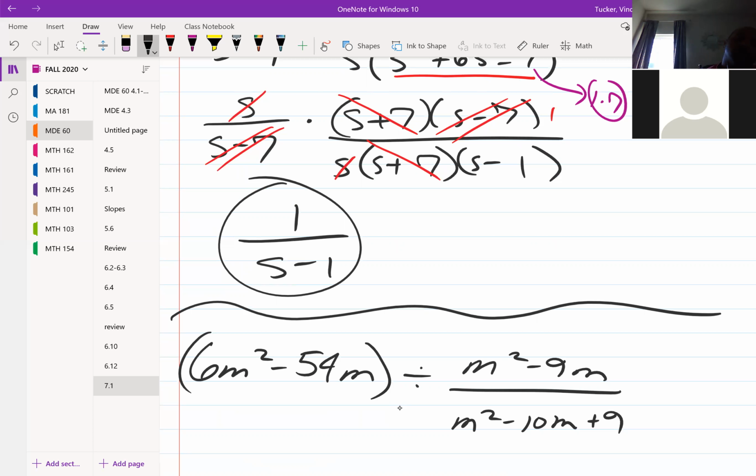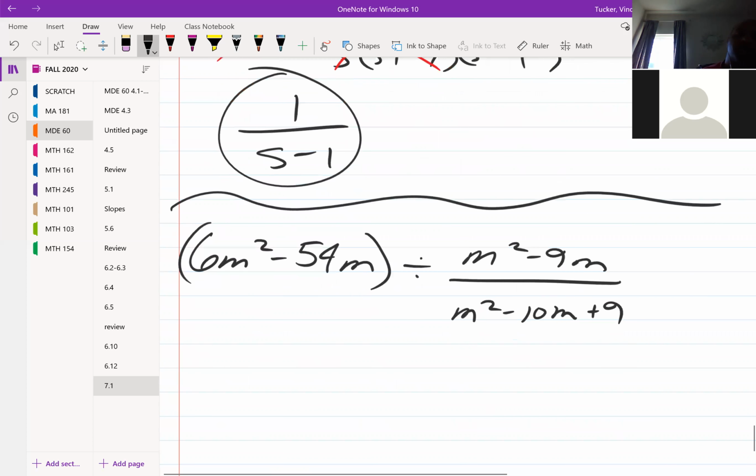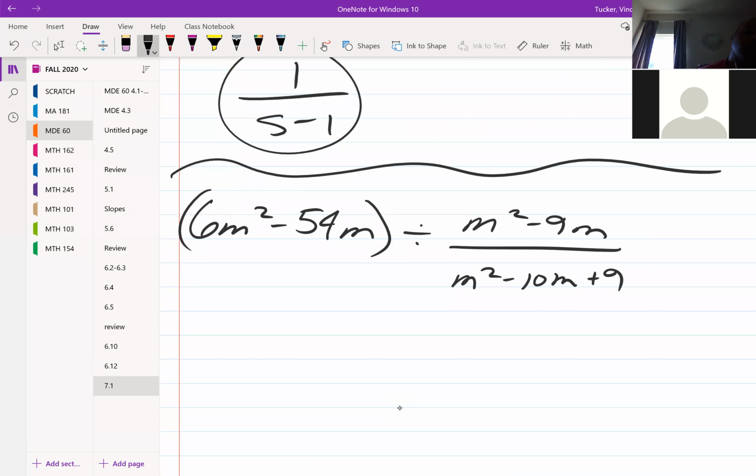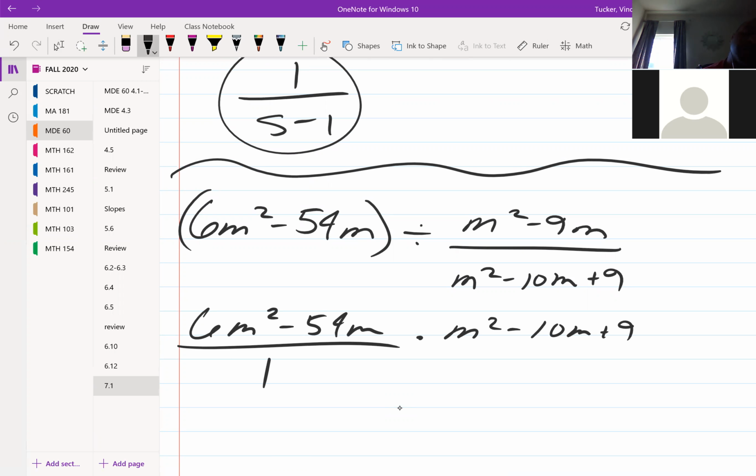All right. So here we have 6m squared minus 54m divided by m squared minus 9m over m squared minus 10m plus 9. So let's flip that fraction. If you wanted to look at the first one as a fraction, that would just be over 1. And we have m squared minus 10m plus 9 over m squared minus 9m.